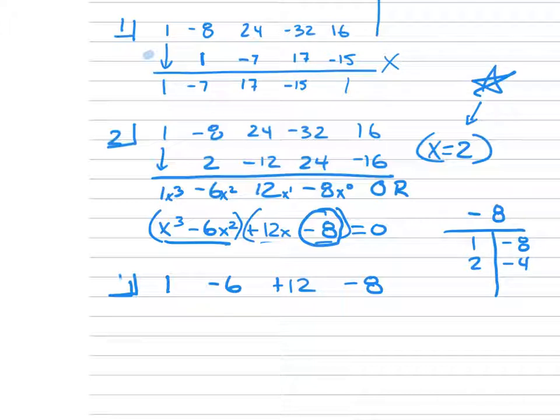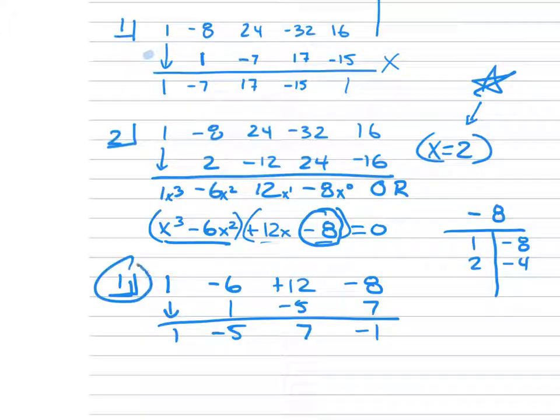Okay, so 1, which gives me 1. Oh, sorry, bring that down. 1. 1 times 1 is 1. This becomes -5. -5. 7. This becomes -1. Is 1 a factor? No. Guess what I'm going to try next? 2.